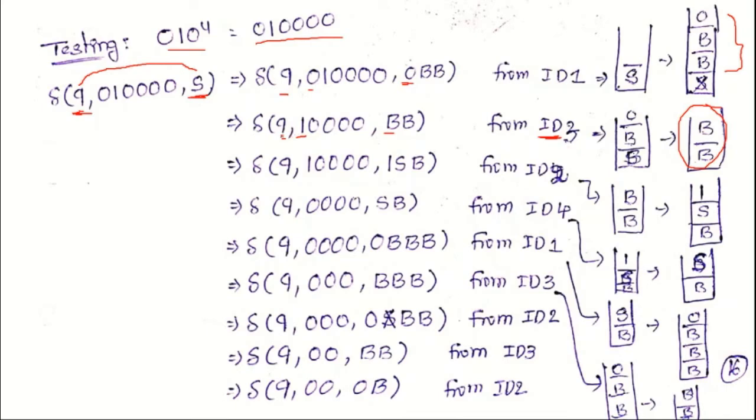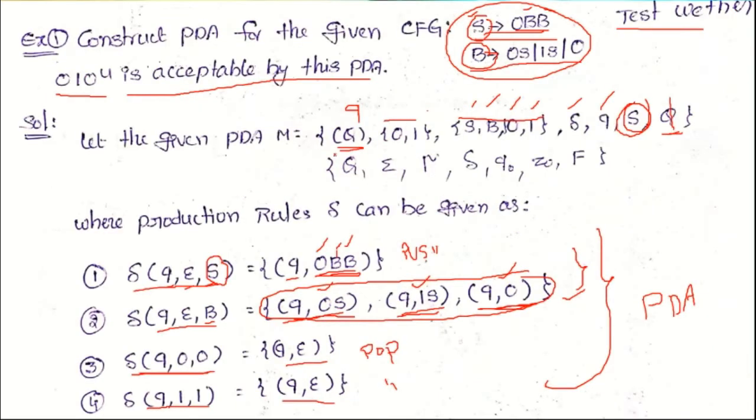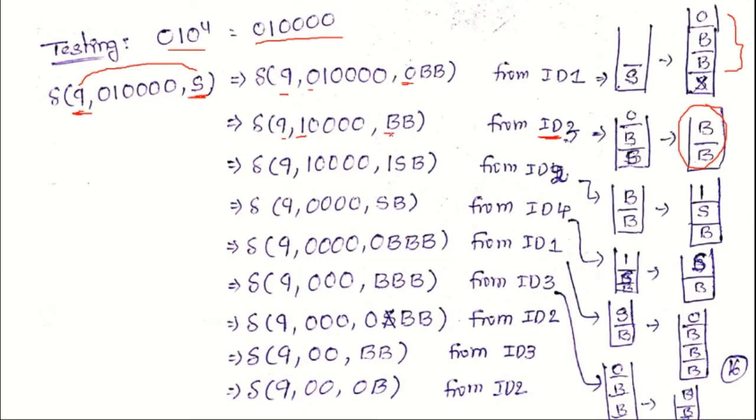Here the current state is Q, the top of the stack is non-terminal B, and the input symbol is 1. Out of these three productions, only one production has this combination. So we can choose this particular push operation. This B is replaced with 1S. Here the stack initially contains 2 B's, and now this B is replaced with 1S.